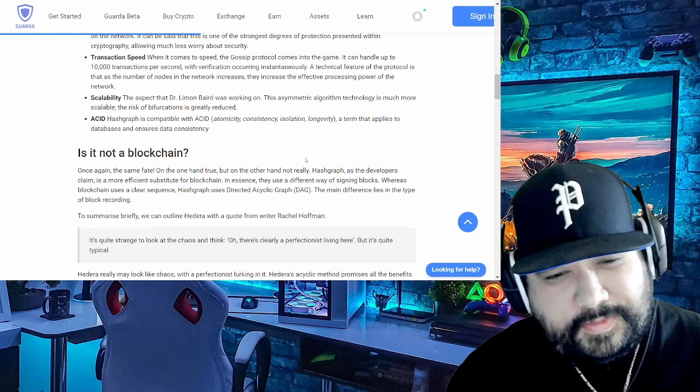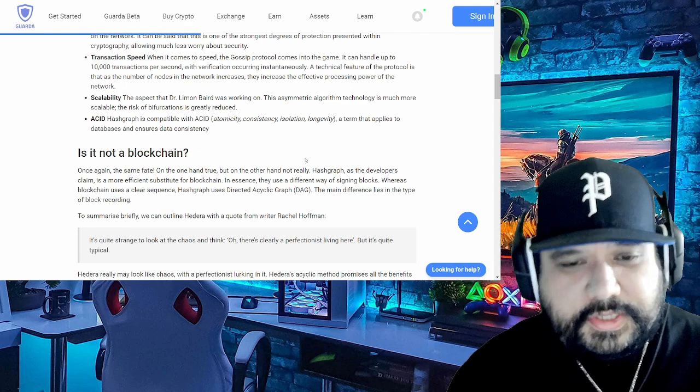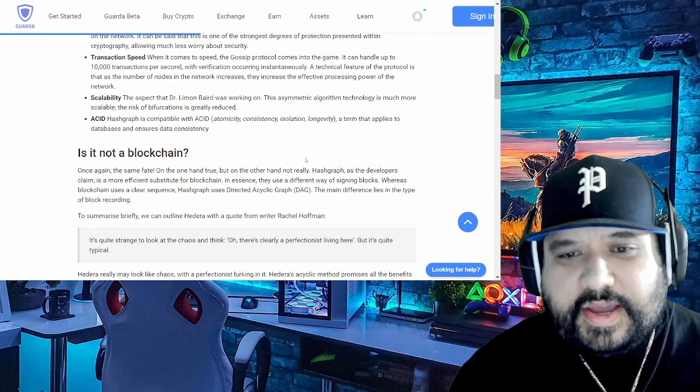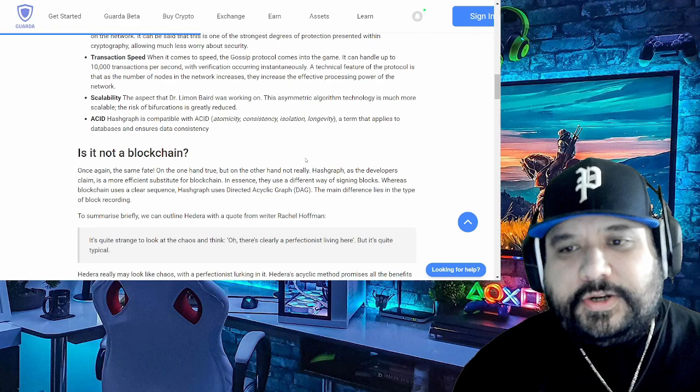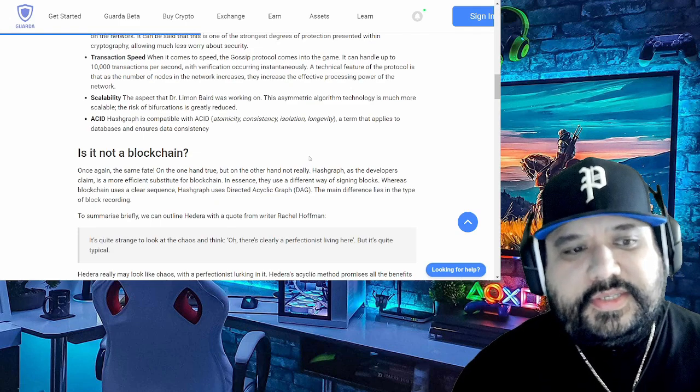Atomic, can you pronounce that right? Atomicity? I apologize. Consistency, isolation, durability, a term that applies to databases and ensures data consistency.